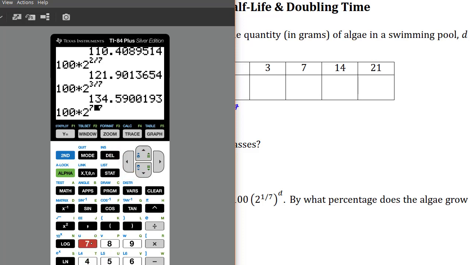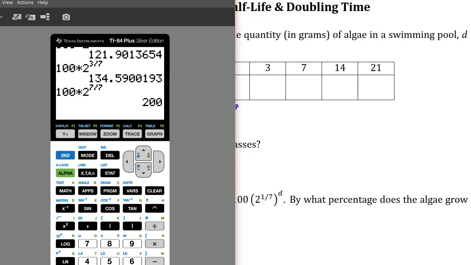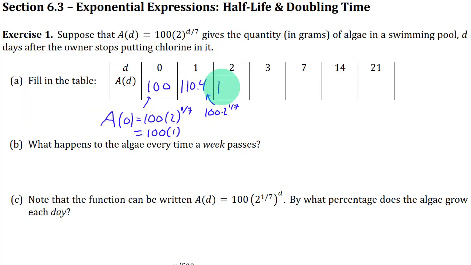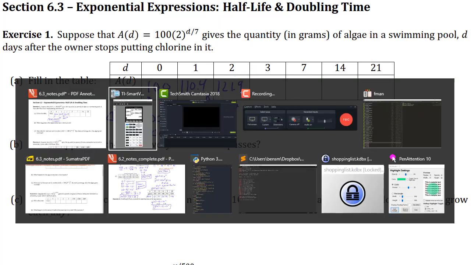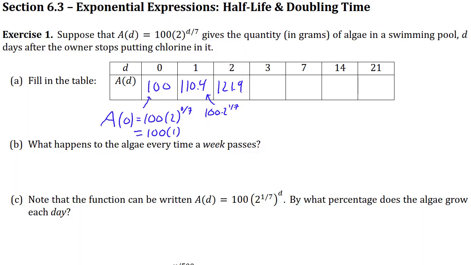Something interesting happens when you plug in 7, because 7 over 7 is 1. So 2 to the power 1 is just 2. So I don't even need the calculator. I know this is going to come out to be 200, but I'll check it anyways. Okay, so we have 121.9 grams after 2 days, 134.6 grams after 3 days, and 200 grams after 7 days.